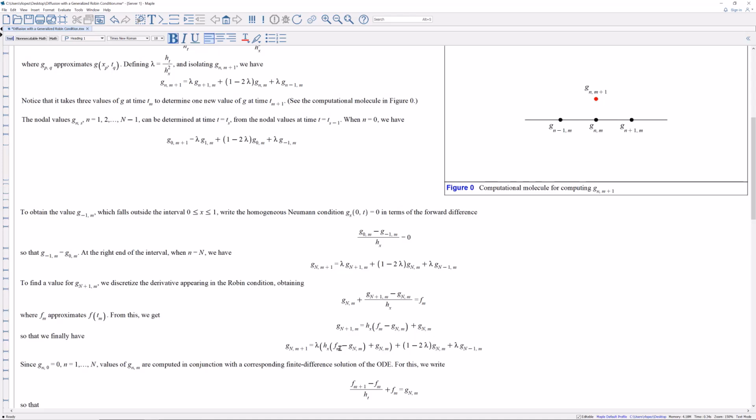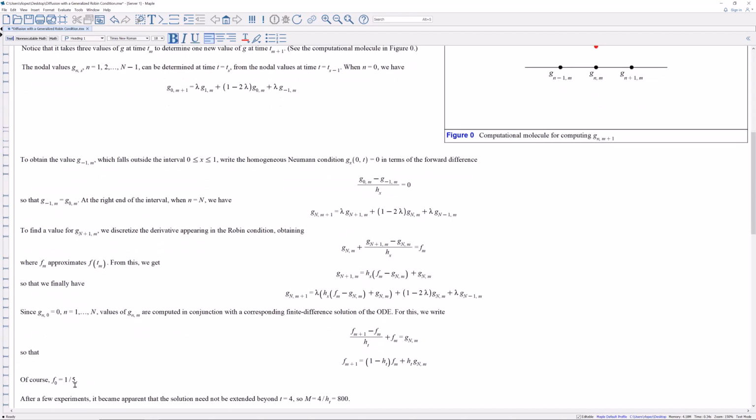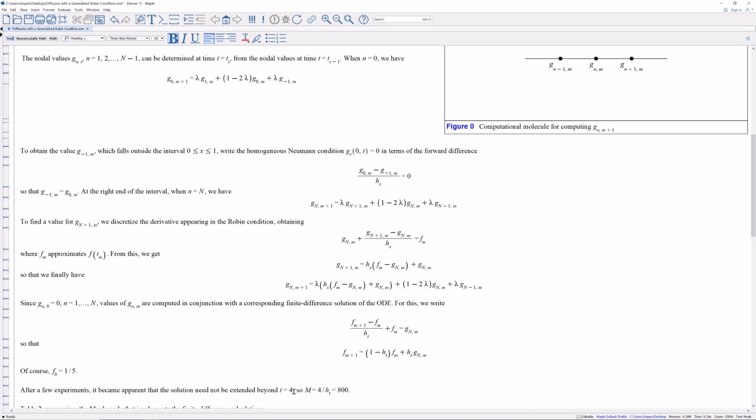But we still have to calculate this F m. So what was that equation? It was F prime plus F equals G. So simple differencing for the derivative. The new value of F is what you solve this equation for, and that is equal to this stuff. That's how you step forward with F. And you need an initial value, and it's clearly 1/5. After a couple of numerical experiments, I discovered that I didn't need to go beyond t equals 4, and M, therefore, was 800.